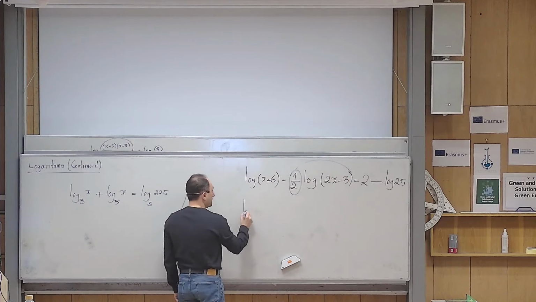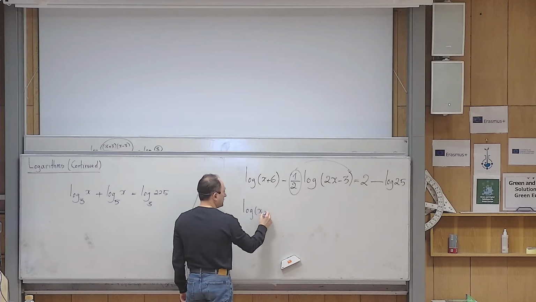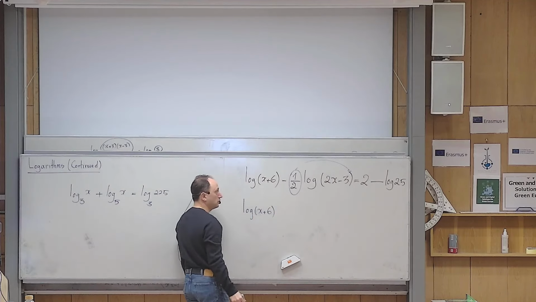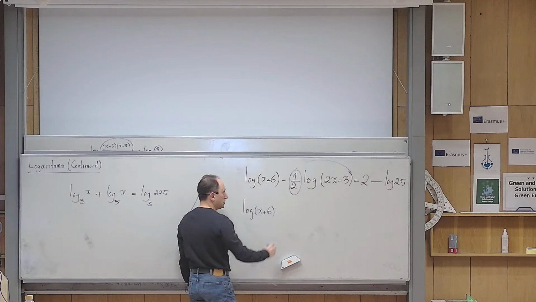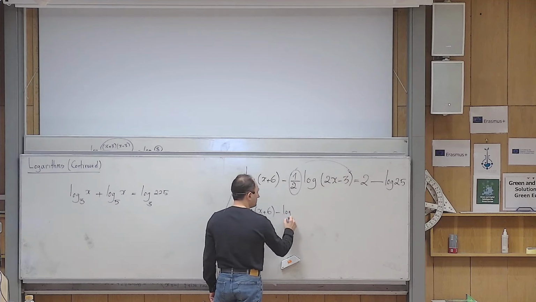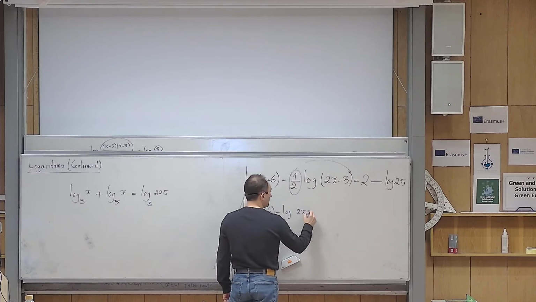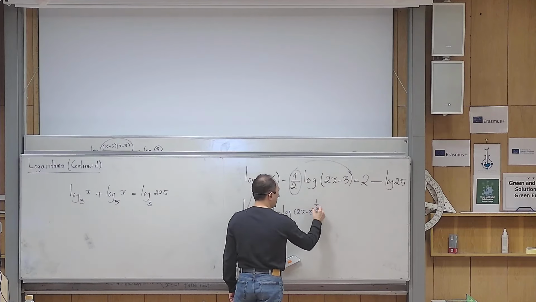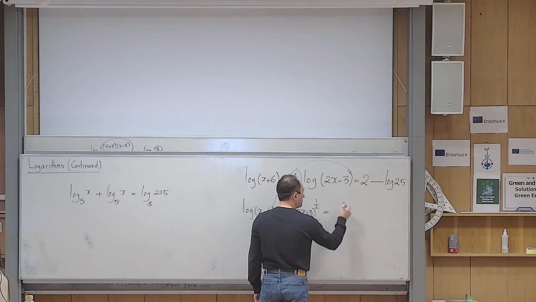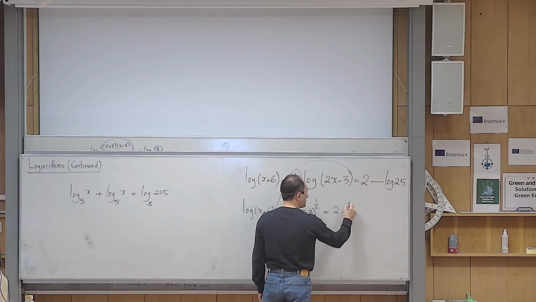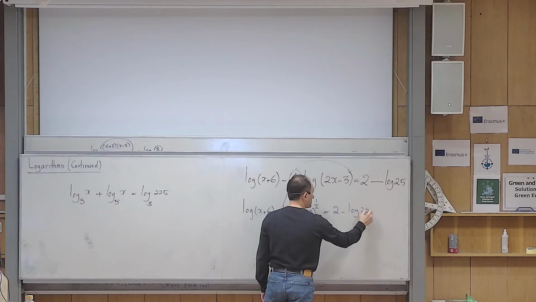Yes? So you see, even though this problem is hard, it is not so hard that you don't know where to start. Yes? So this becomes minus logarithm of (2x minus 3) to the power of 1/2. For the time being, you might not know what to do with the right-hand side. Don't worry, just copy and paste it, okay?